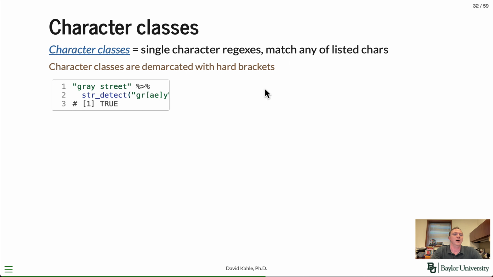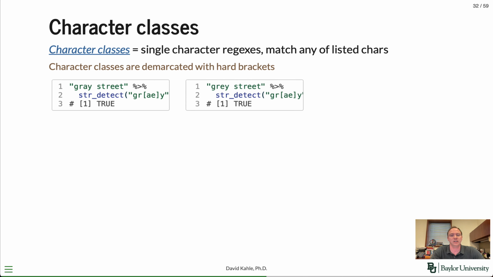So here's an example. The word gray in the English language is spelled with either an A or an E in front of the Y, okay? So if you want to match gray street, you could do it like this, str_detect gr[ae]y, okay? What that's signifying is match first a G, then match an R, and that third character can be either an A or an E, followed by a Y, right? So gr, A or E, and then Y, okay? And it detects true there.